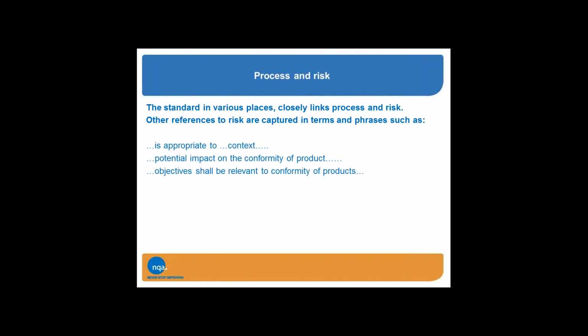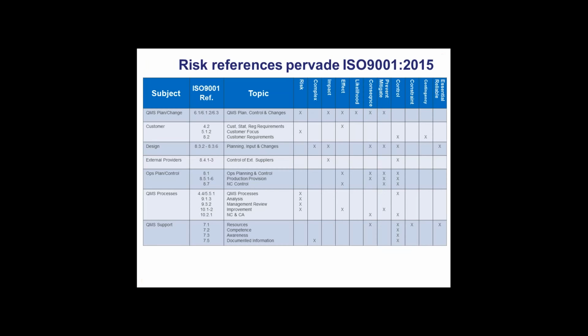Objectives shall be relevant to conformity of products. Again, a way of thinking about risk. Very much a statement of risk-based thinking, potential consequences of failure. What's the risk? And again, the need to ensure there is no adverse impact on conformity is another way of expressing risk.